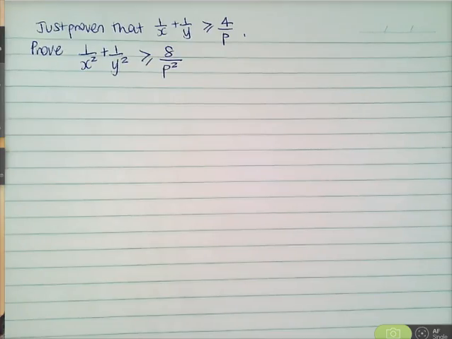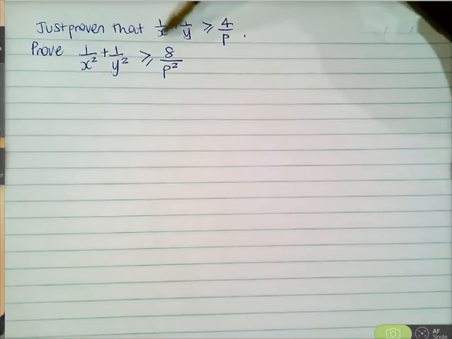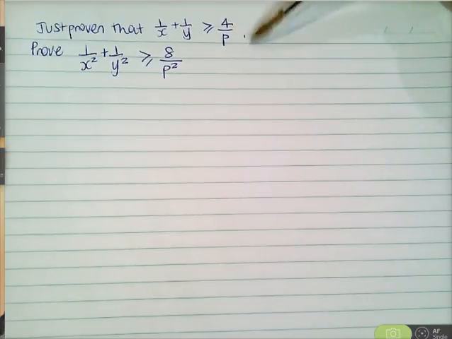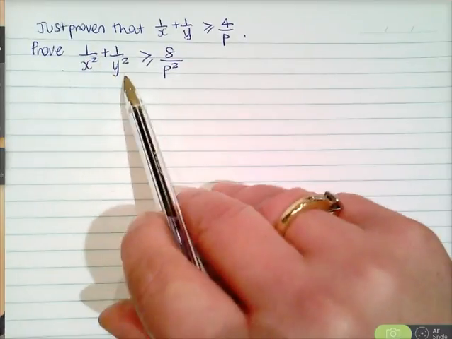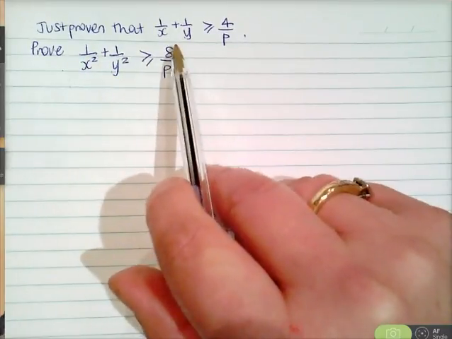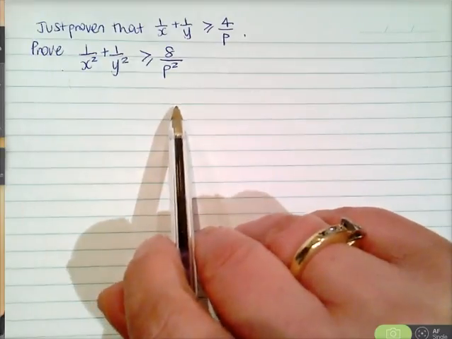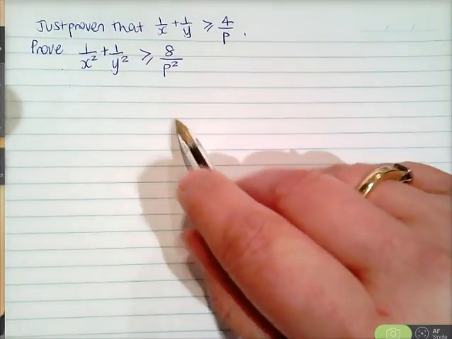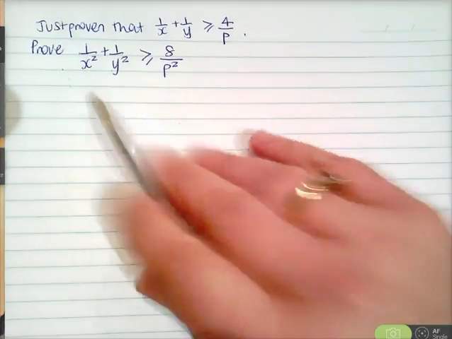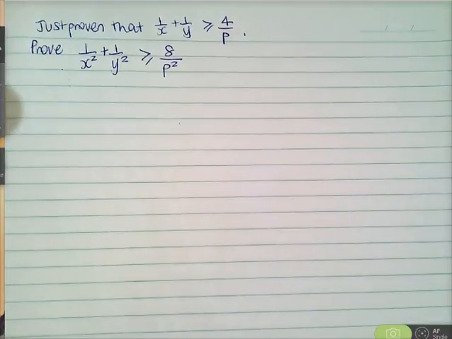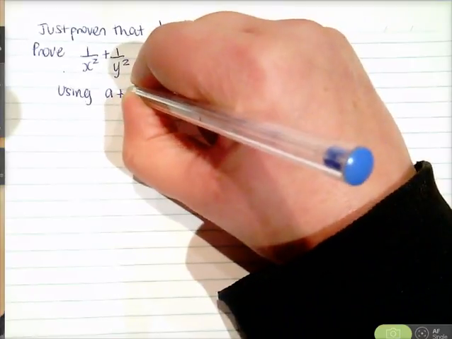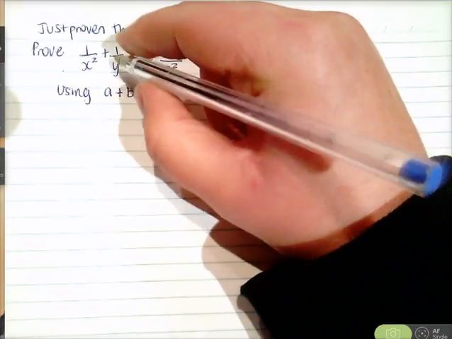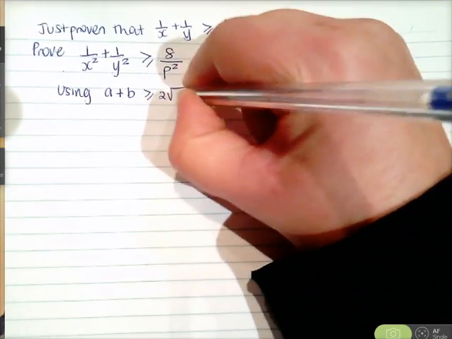In this question, I've just had to turn the page. So we've just proven that 1 over x plus 1 over y is greater than or equal to 4 over p. And in the remainder of the question, we have to prove that 1 over x squared plus 1 over y squared is greater than or equal to 8 over p squared. Okay, now if we use the original result, so using this result that a plus b is greater than or equal to 2 root ab.